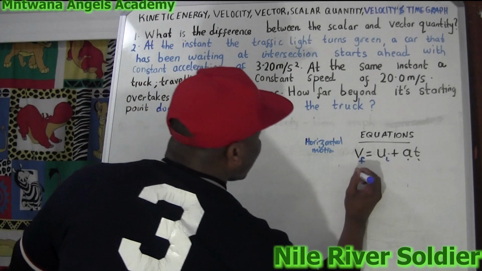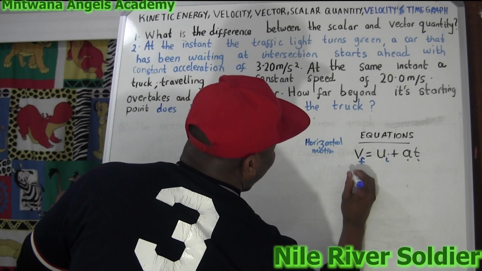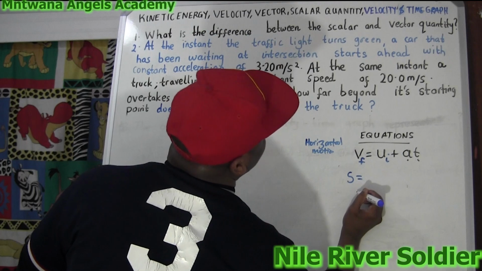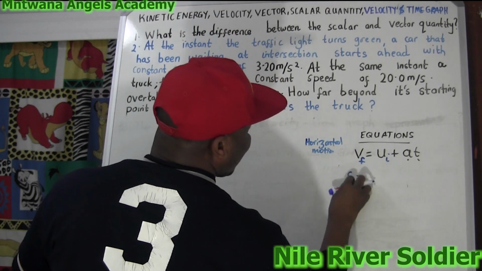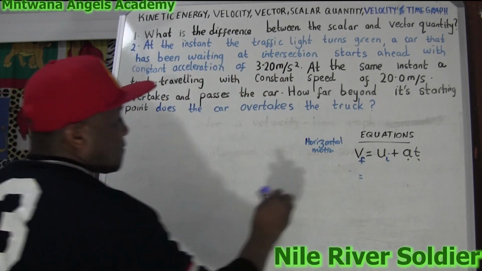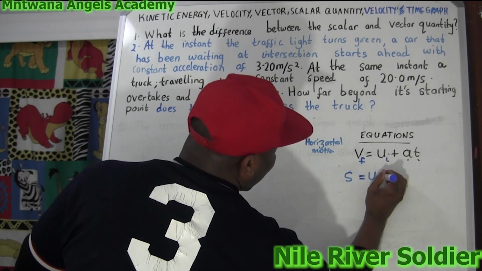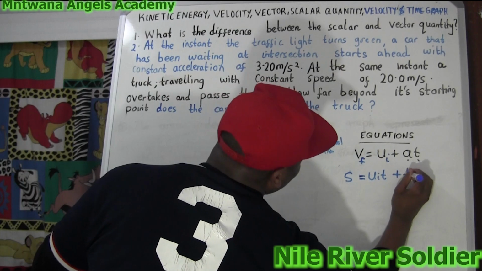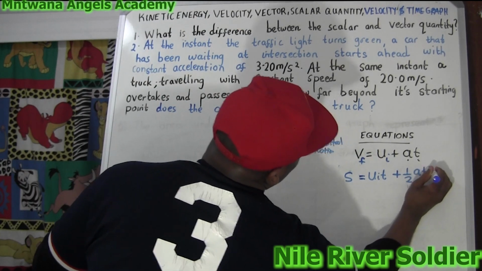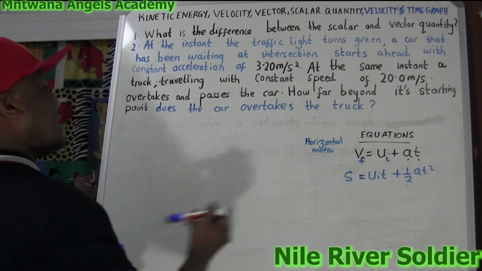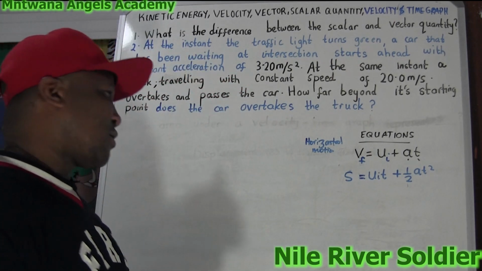Another one: distance. Since it's horizontal, it's along X. Let me write it in general: distance equals initial velocity times time plus a half AT squared. Come on guys, this is easy. You just memorize.